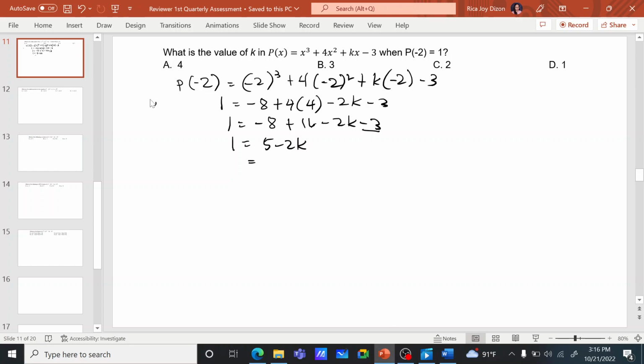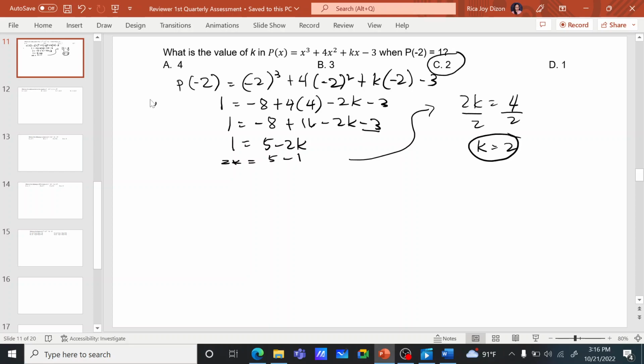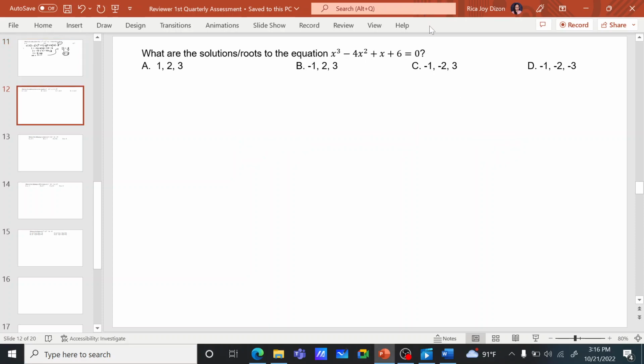We combine similar terms. We arrange our equation that's equal to 2k equals 5 minus 1. So let's simplify further. 2k is equal to 5 minus 1 is 4. Divide both sides by 2 to get the value of k. K is equal to 2. So which among the choices is the answer? That's C.